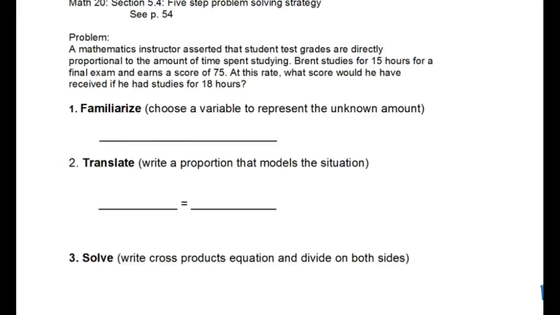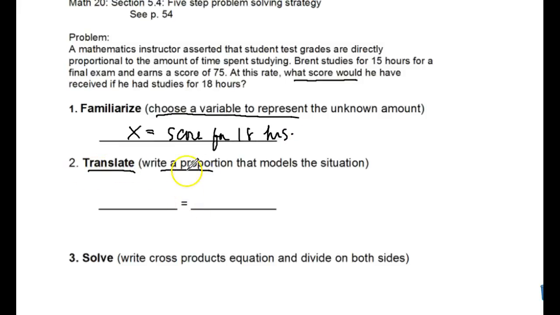The first step is to familiarize, which means to read the problem over a couple of times, make sure you know what the question is that's being asked, what you're trying to find, and we're going to use a variable. Please always choose a variable and say what it represents. Our variable could be X or S or A or B, whatever. I'm going to use an X. And it's going to be the score, because that's what we're trying to find, the score he would have gotten if he'd studied for 18 hours. Then we want to translate into a proportion.